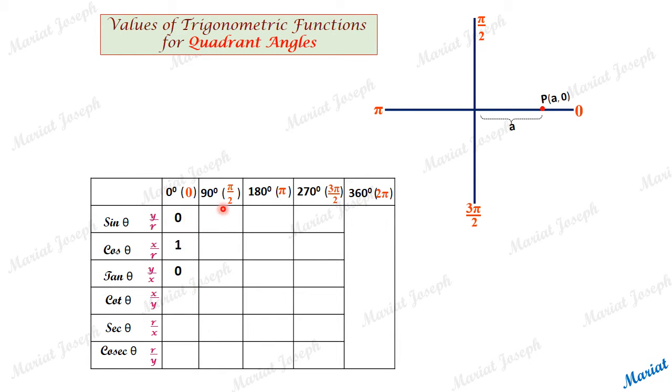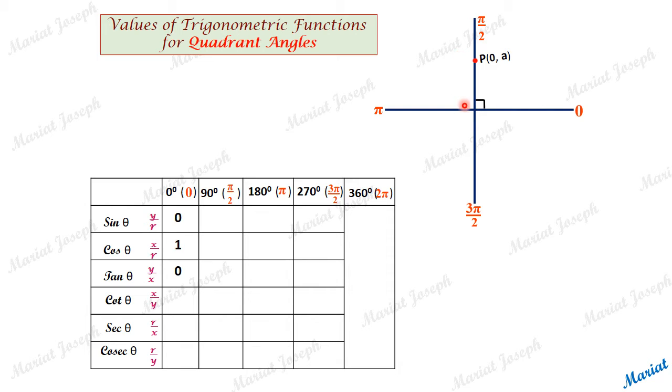Now, let's go for the angle 90 degree, that is pi by 2 radian. 90 degree or pi by 2 radian has the initial side here and terminal side here. So we need to take a point on the terminal side. Here we go. Yes. Now the point is on the terminal side of 90 degree, pi by 2 radian.